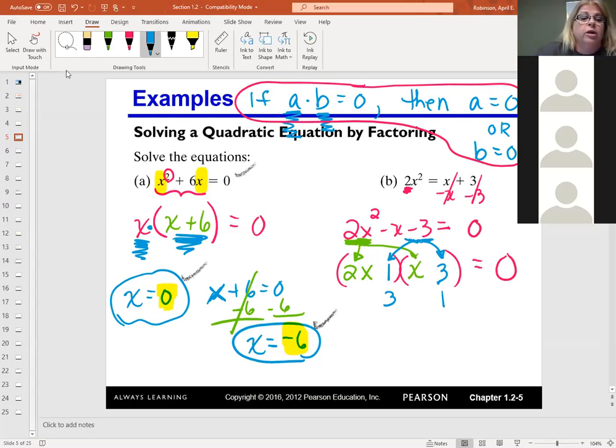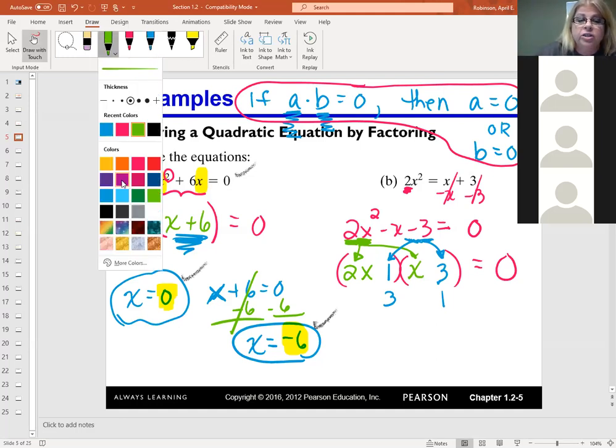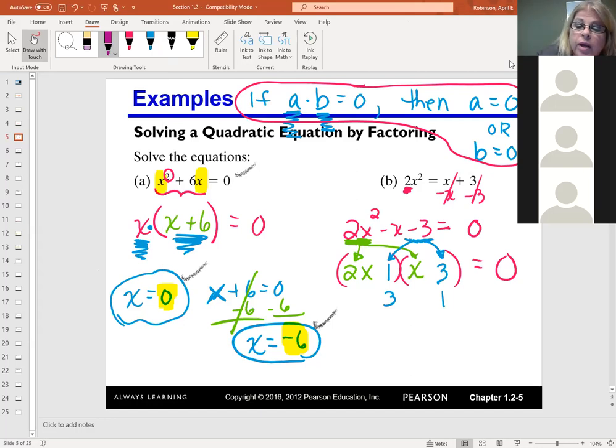Let's see, I need another color. Hang on here. Your middle term has to add up to a negative 1. There's a negative invisible 1 right here. So when you multiply your outsides and your insides together, it has to add up to negative 1.